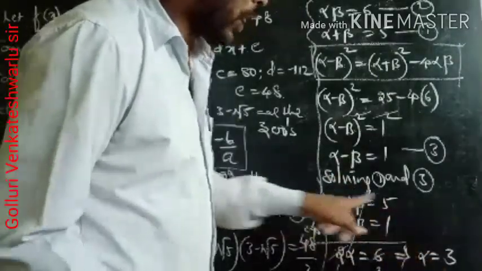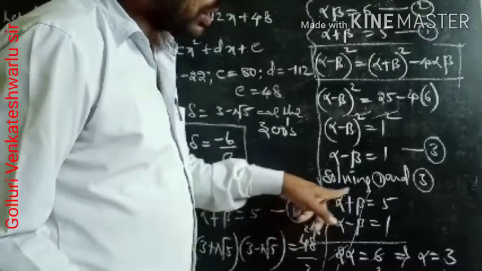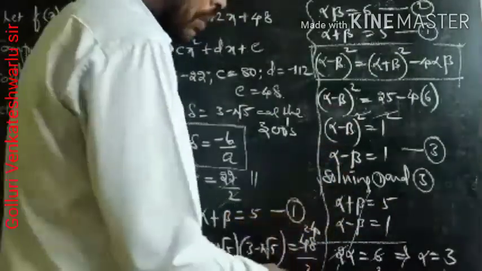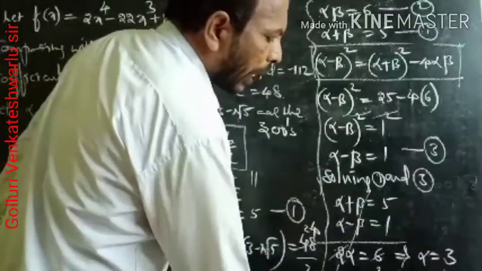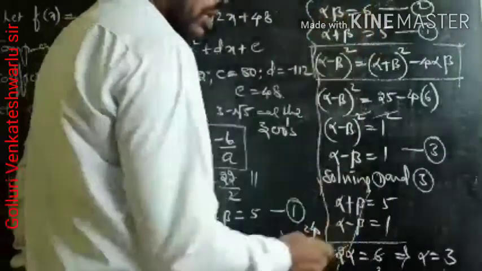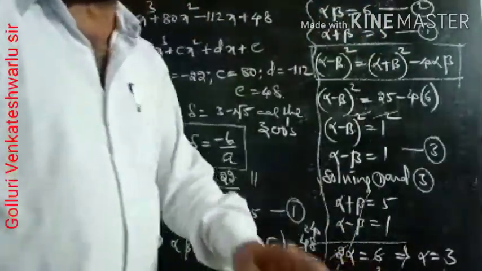One of the zeros is 3, another zero is 3 plus 2, which is equal to 5. So substitute it in any one of the equations now. Here we have alpha beta equal to 6. Substituting the value of alpha.